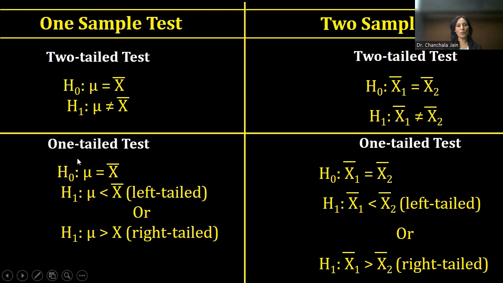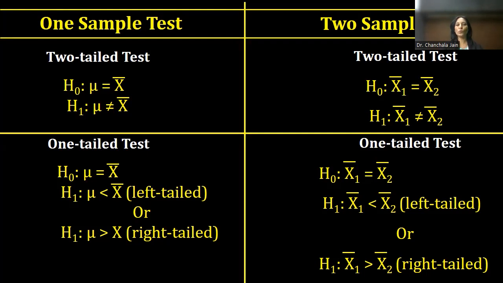But when we talk about the alternative hypothesis, that is H1, it can be H1: mu is less than X bar. That is, we are saying the population mean is less than the sample mean. So this is a case of a left-tailed test. Here we are clearly mentioning the direction. Or we can say that mu is greater than X bar, that is, the population mean is greater than the sample mean. That is the case of a right-tailed test.